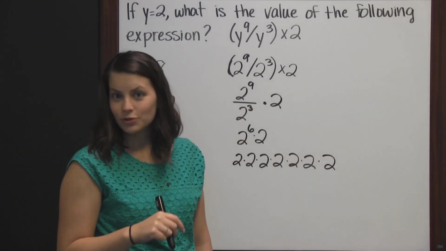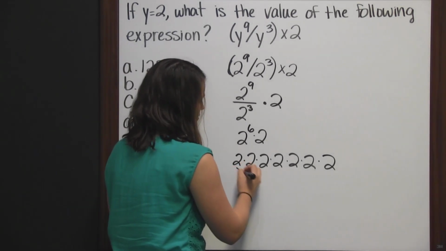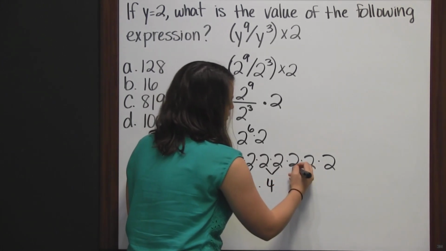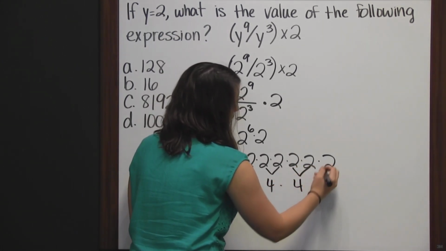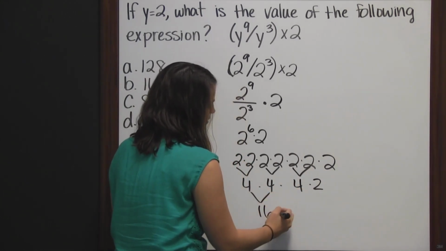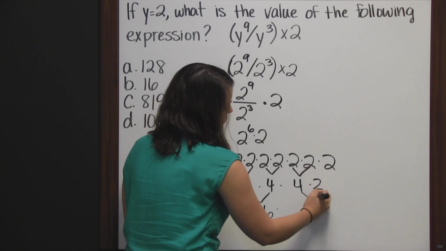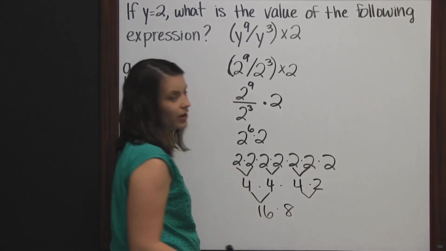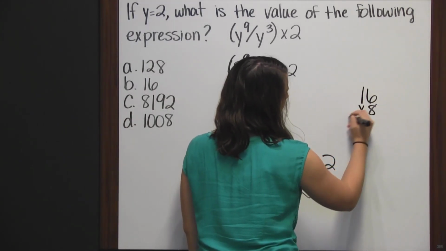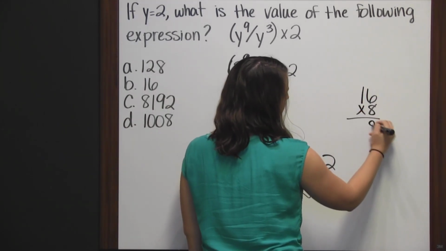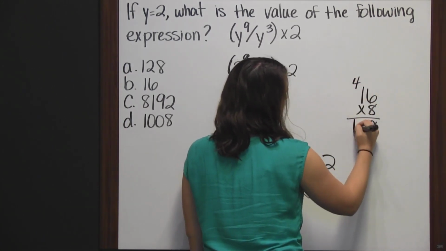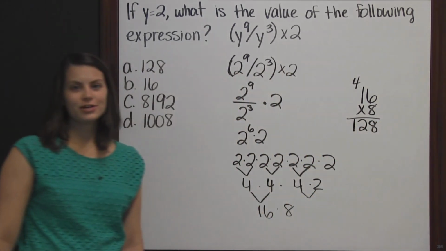So all we have to do is multiply all these 2's. 2 times 2 is 4, 2 times 2 is 4, 2 times 2 is 4, and then times 2. 4 times 4 is 16, and 4 times 2 is 8. So now I just need to multiply 16 times 8. 8 times 6 is 48, carry the 4. 8 times 1 is 8, plus 4 is 12, so it's 128.